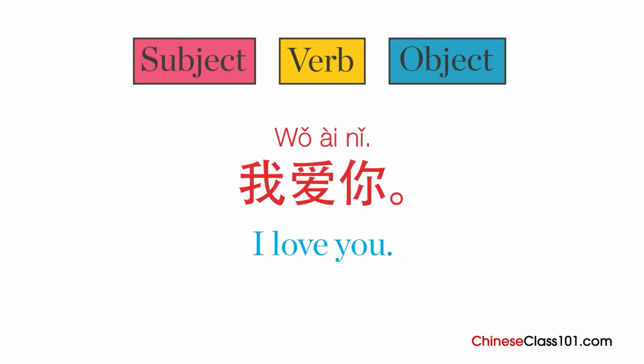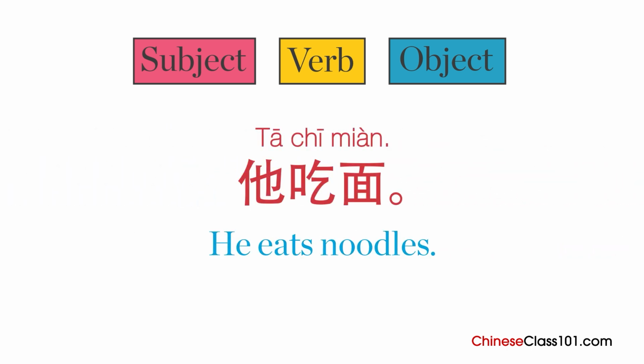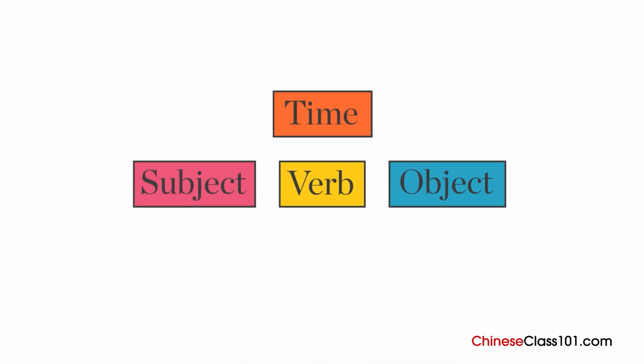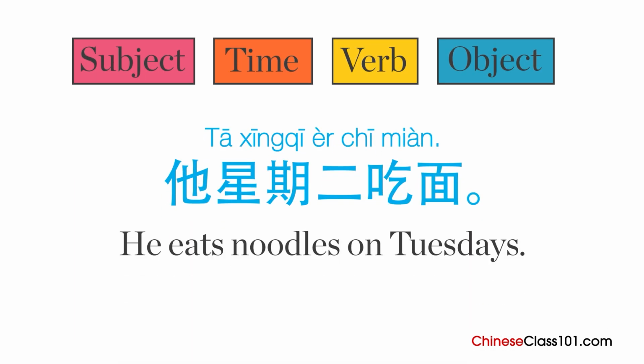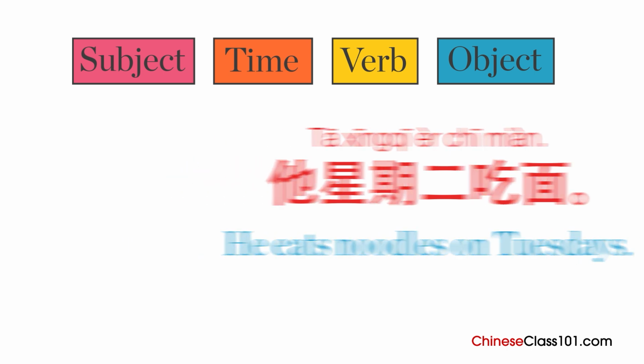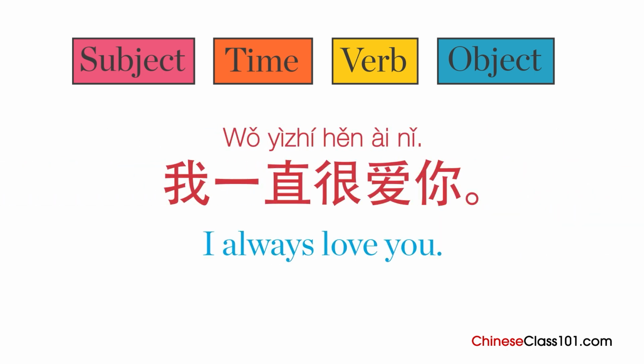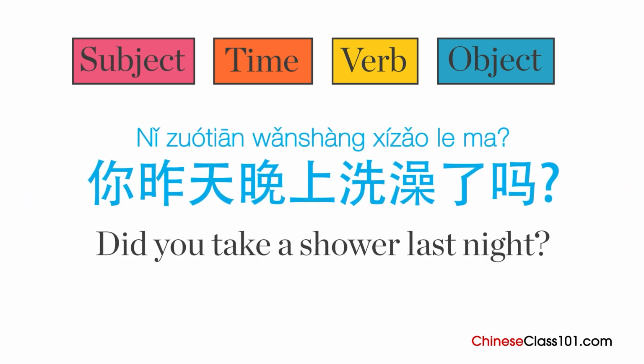我爱你, I love you. The subject is 我, the verb 爱, and the object 你, just like in English. 他吃面, he eats noodles. The subject is 他, the verb 吃, and the object 面. If you want to add a time phrase in a sentence, you usually put this phrase after the subject. For example, 他星期二吃面. He eats noodles on Tuesdays. 我一直很爱你. I always love you. 你昨天晚上洗澡了吗? Did you take a shower last night?